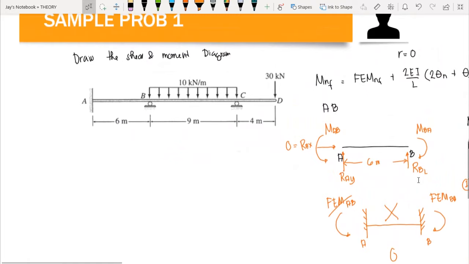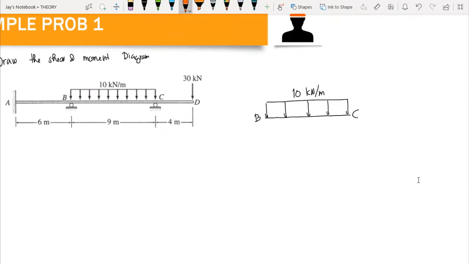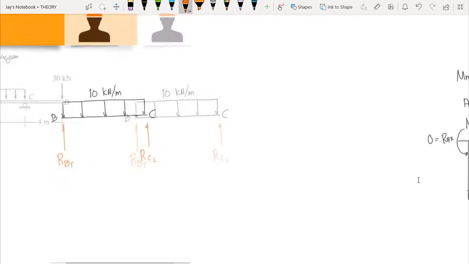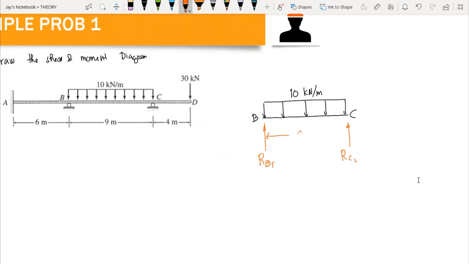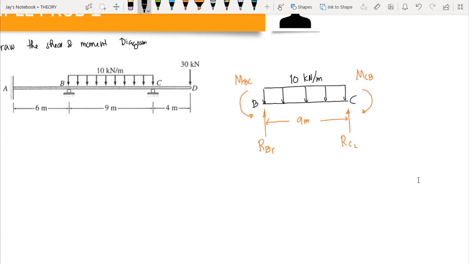So let's proceed to member BC. On member BC, at this joint, we have the reaction at B just to its right, let's say it's RBR. And we have here the reaction at C just to the left, or that is RCL. And we have the length, of course, 9 meters. And we have the end moments, MBC and MCB.